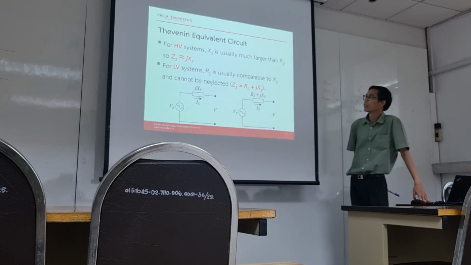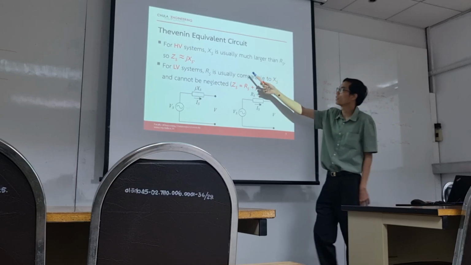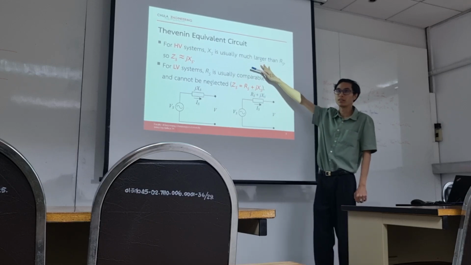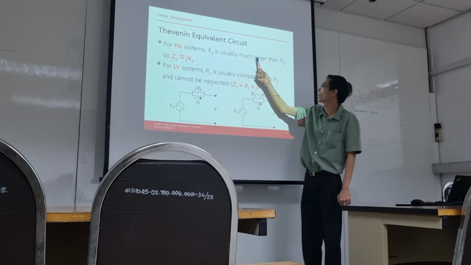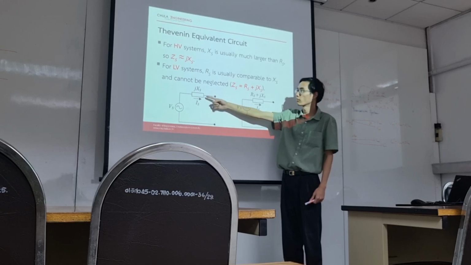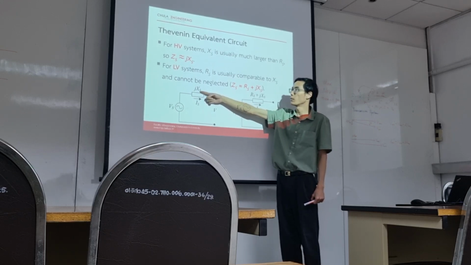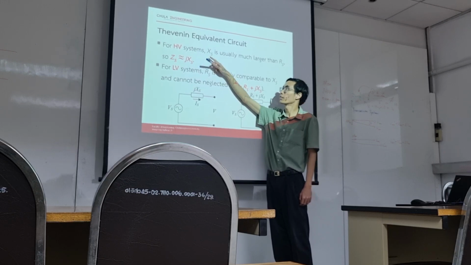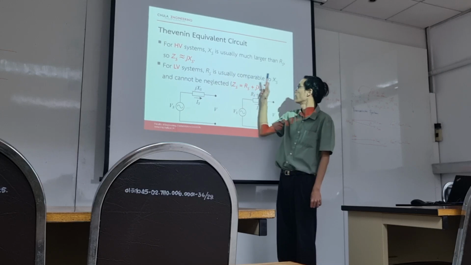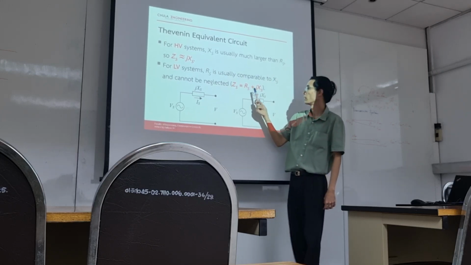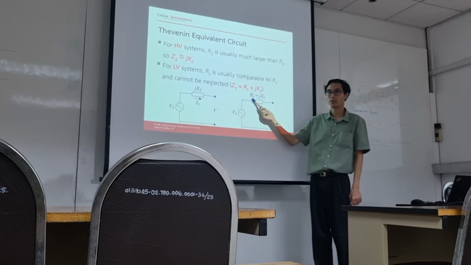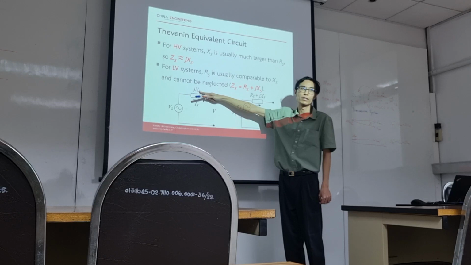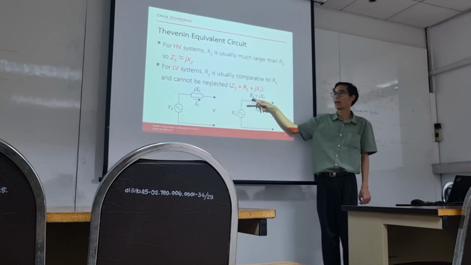Then for high volt system, X is usually large, much larger than R. This is for transmission. For transmission system, X is usually much larger than R. So we can just neglect the resistance, and then for the impedance you include only jX. For low volt, that is not so true anymore. For low volt, R and X are pretty much the same, in the same order, so we need to include R as well. Okay? For high volt, we can neglect the resistance. For low volt, we have to include R.